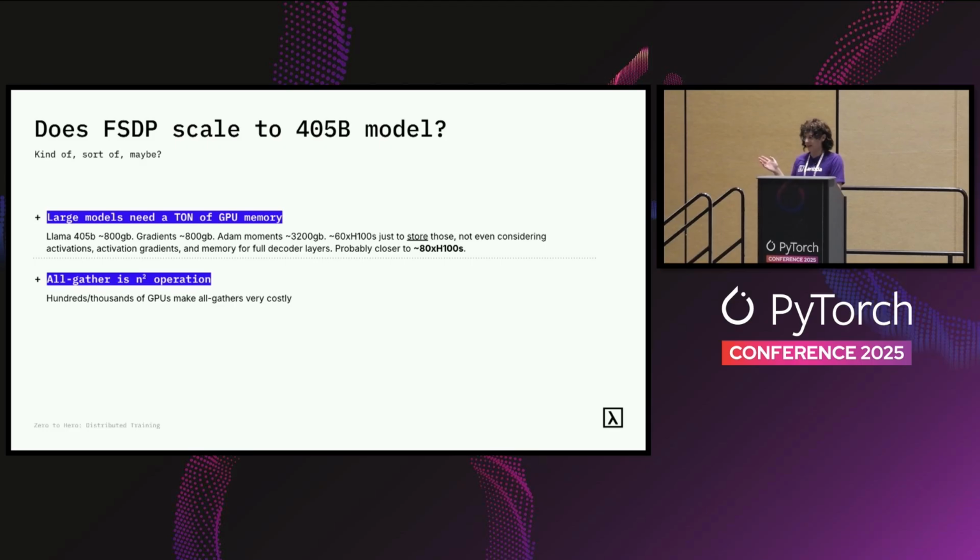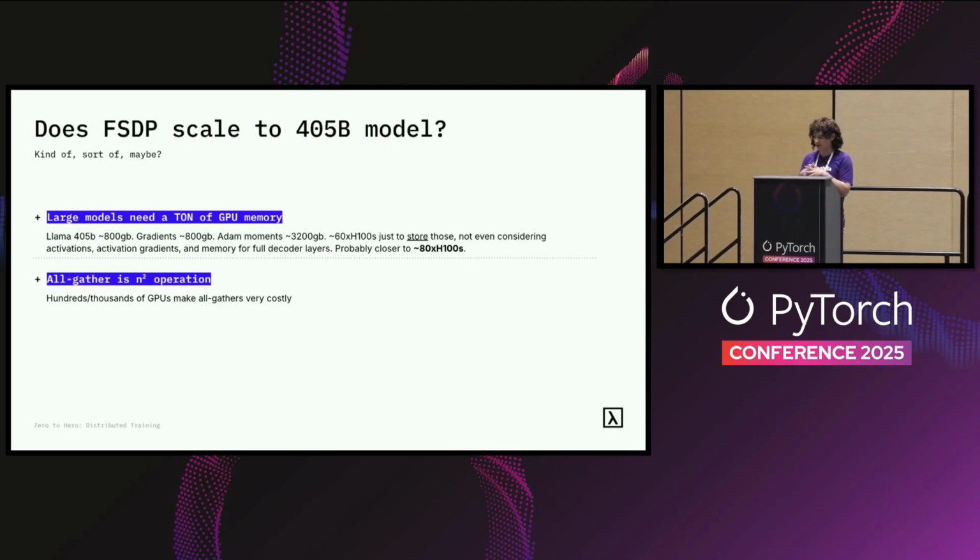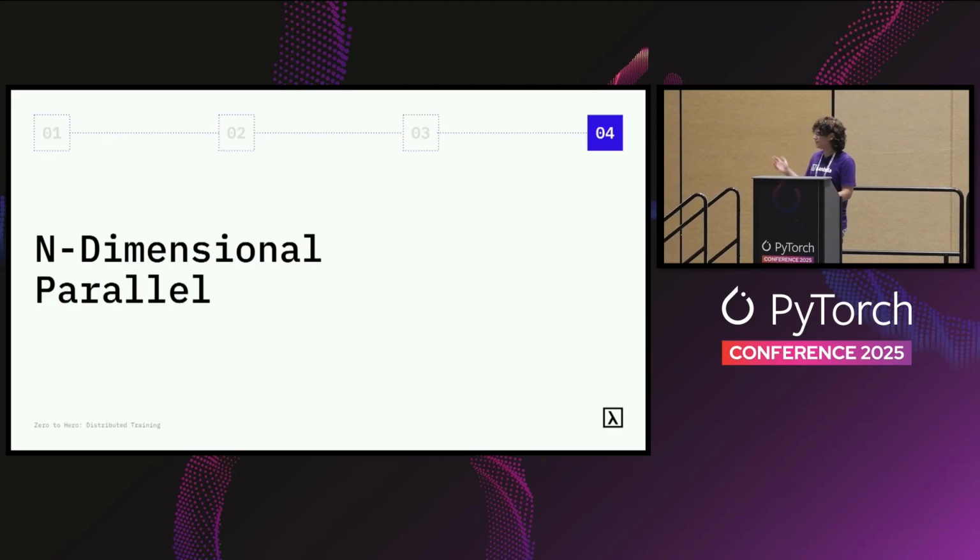The fallout of that is that the all-gather operation that I showed, which is all GPU communication, becomes extremely expensive since it's n squared. Dang it, yeah, exactly right, everyone. Devastating, really. So what do we do? That's the n-dimensional parallelism.